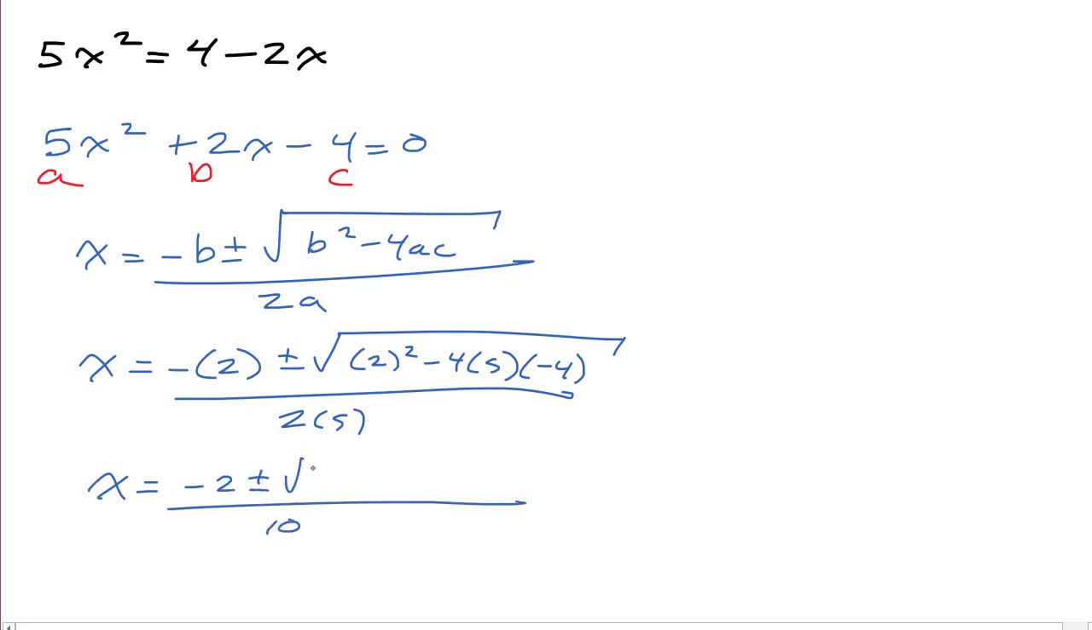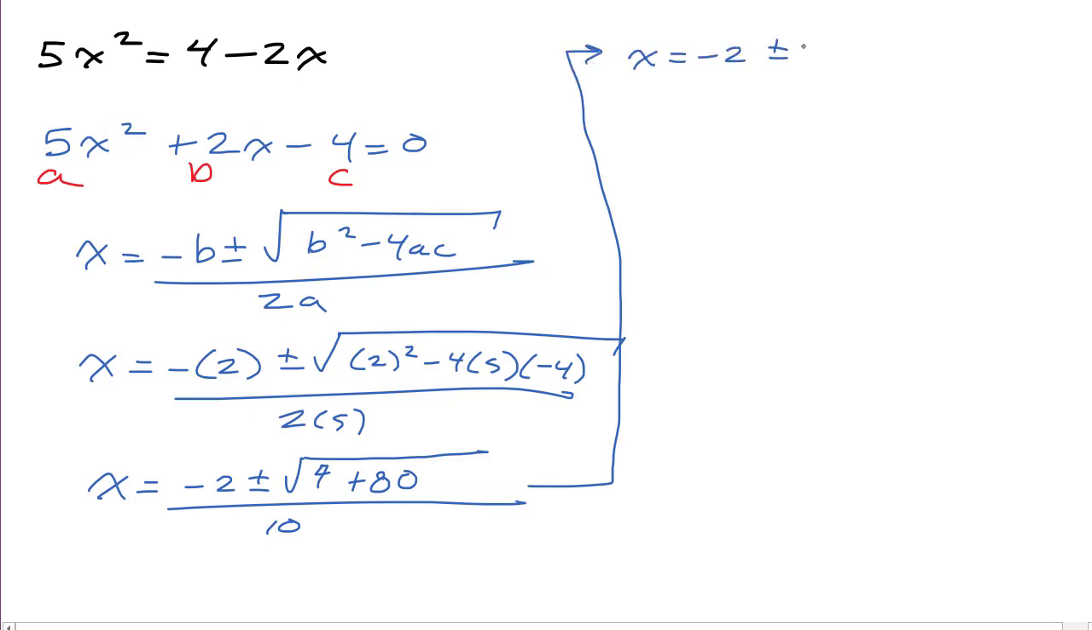All right, the top, 2 times 2 is 4. And we've got 4 times 5 times 4, so that's going to give us 80. All right, so plus 80. I'm just going to bring this up here because I don't have a lot of room. All right, so I've got negative 2 plus or minus the square root of 84. Now again, that's not a perfect square, but what we want to do is prime factorize it and see what we can come up with.